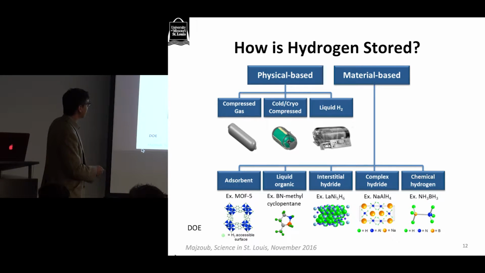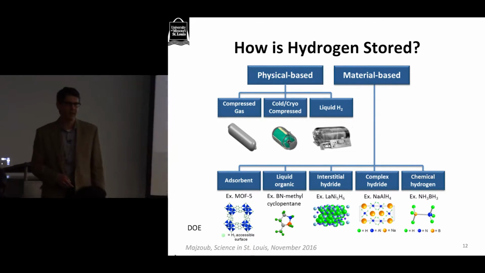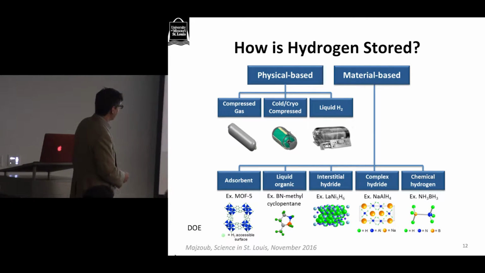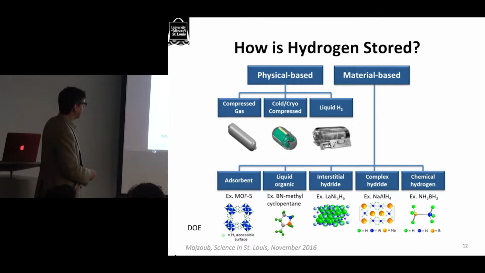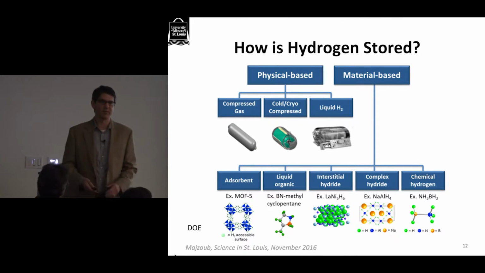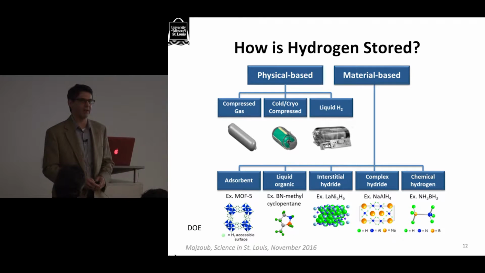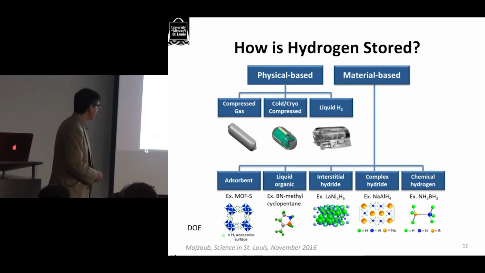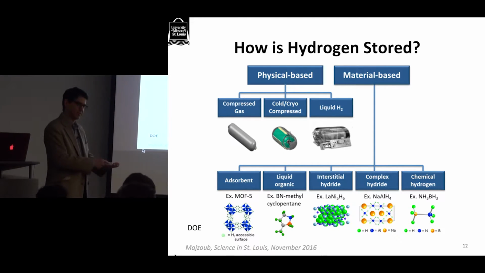The other method for storing hydrogen is material-based, and this is where a lot of the material science comes in. There are things called adsorbent materials, and these are very high surface area materials that might have surface areas as high as 8,000 or 10,000 square meters per gram. So you can imagine a basketball court or two in the palm of your hand, or several basketball courts. These materials don't take up too much volume.